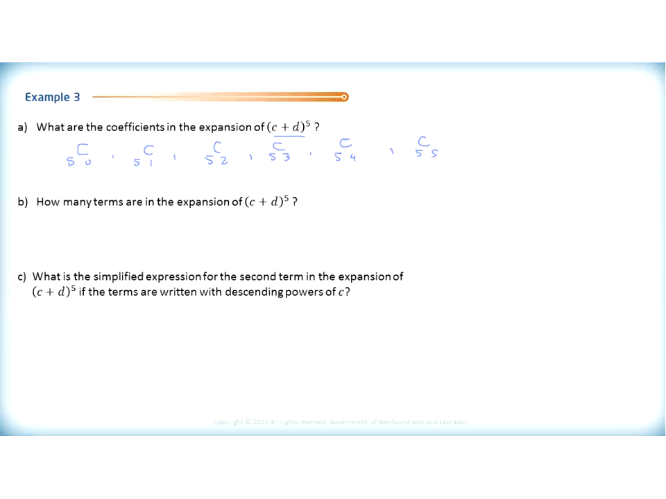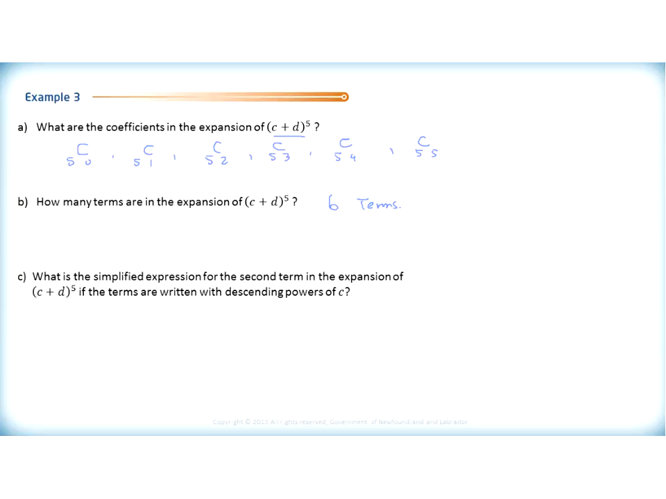You always start with 0. You end with your power here. And you start with your power here. How many terms are in that expansion? Well, you can see that there are 6 coefficients, so there are 6 terms, starting with 0, going to 5.